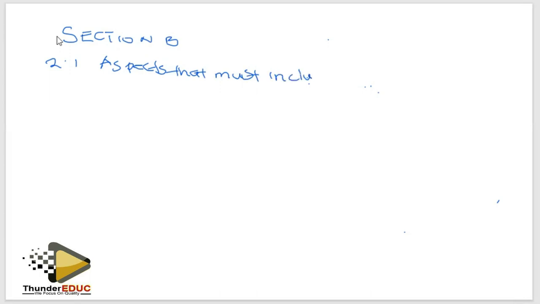Start section B, question two, on a fresh page. So write section B, and you are supposed to also number question 2.1, and the question says: name aspects that must be included in a prospectus.